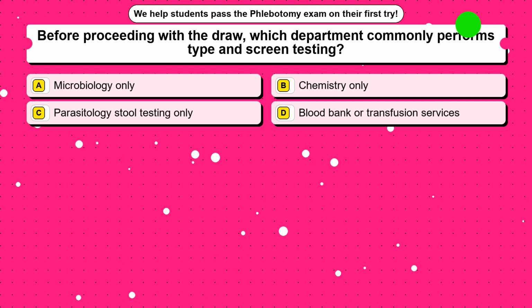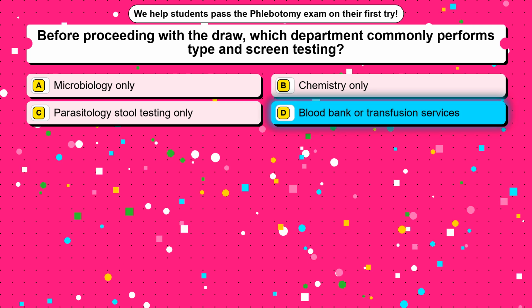Question 67. Before proceeding with the draw, which department commonly performs type and screen testing? Option A, microbiology only. Option B, chemistry only. Option C, parasitology stool testing only. Option D, blood bank or transfusion services. The correct answer is option D, blood bank or transfusion services.